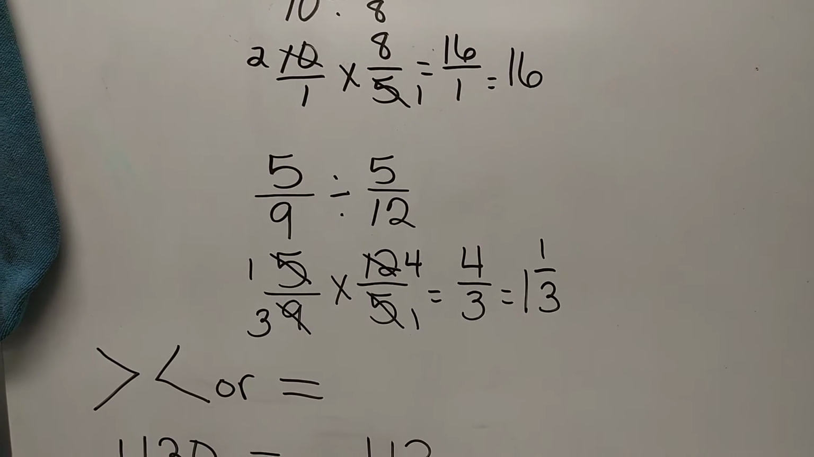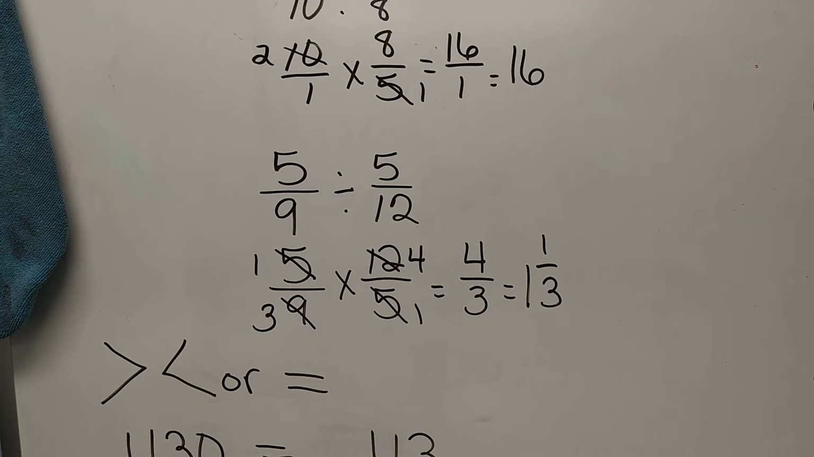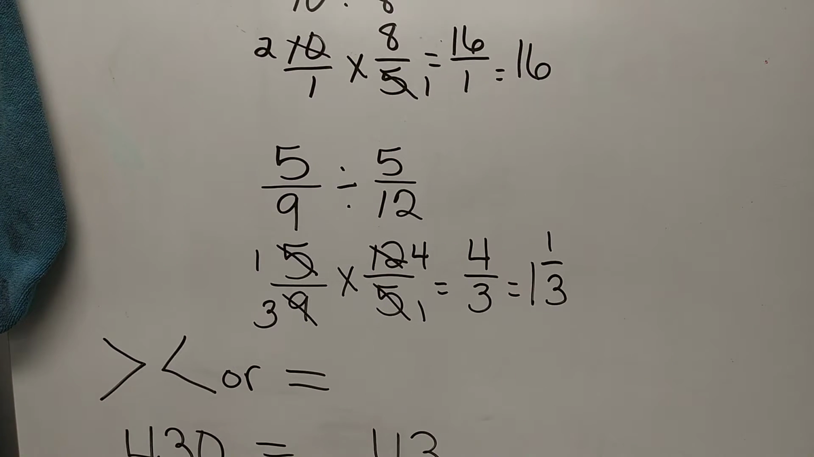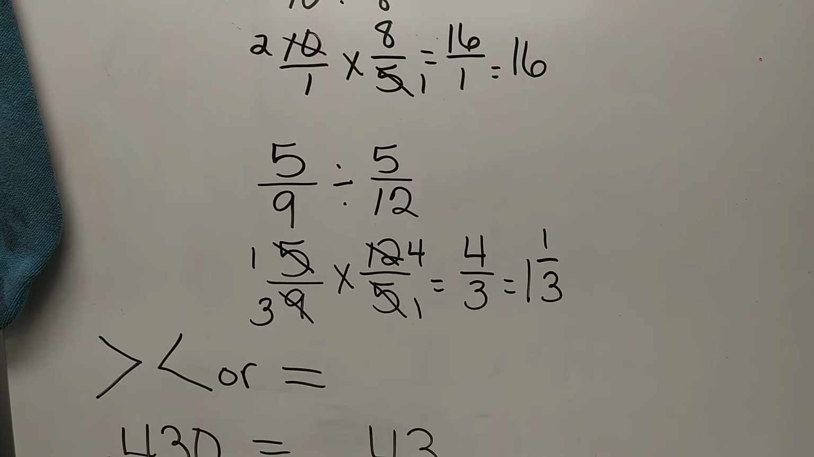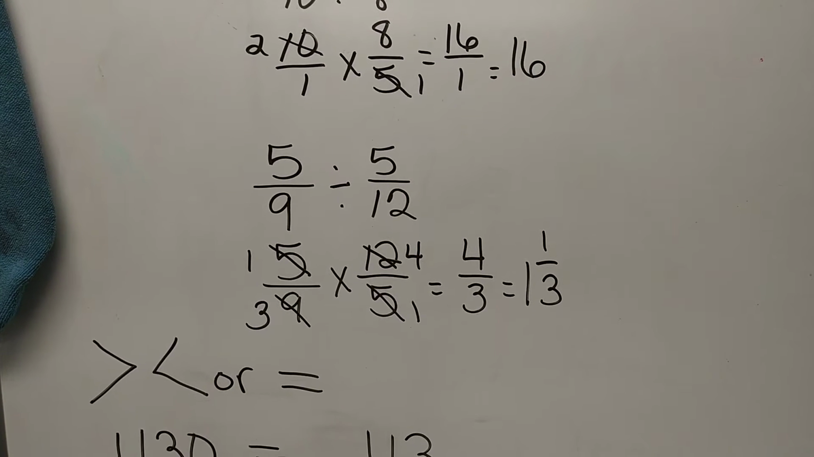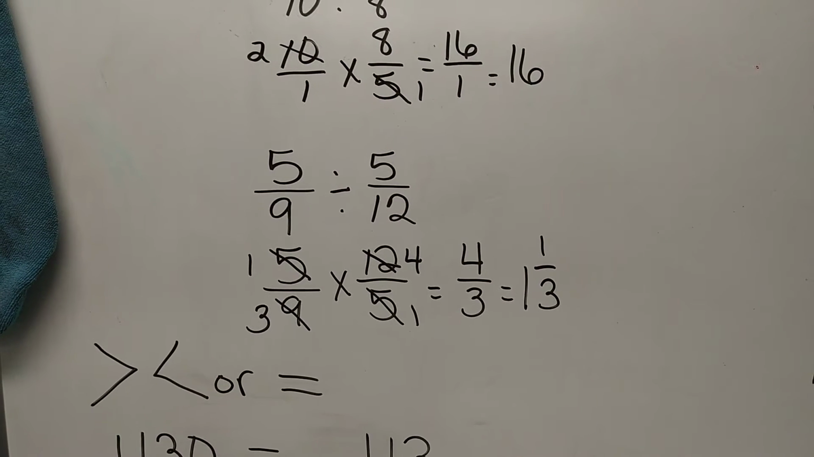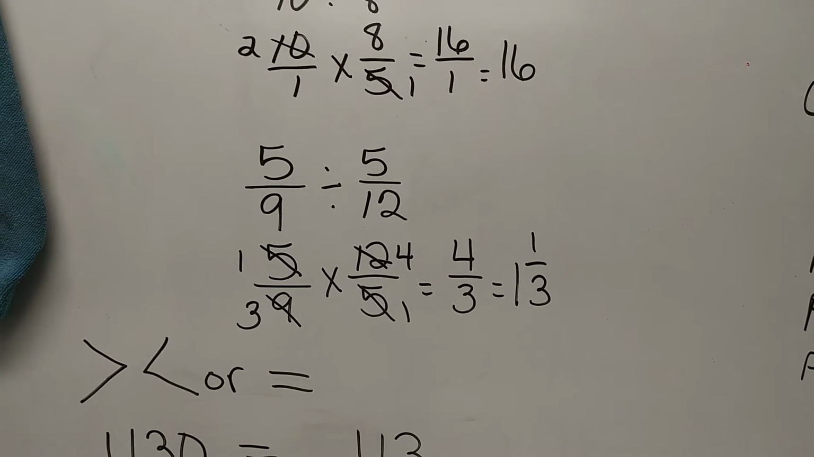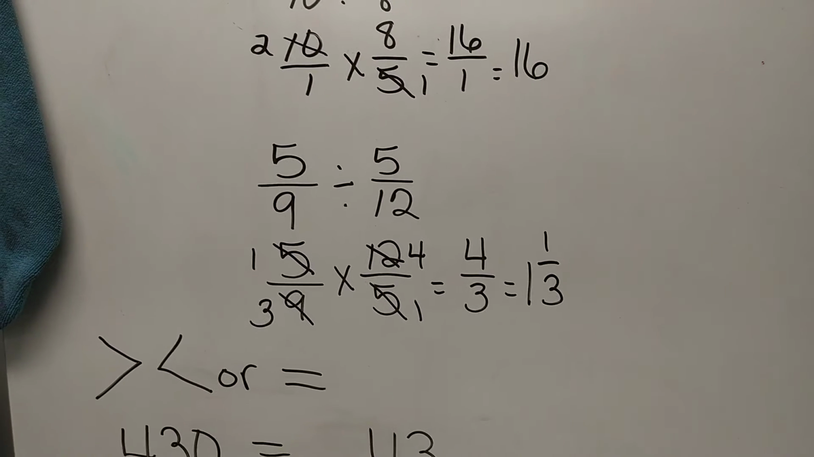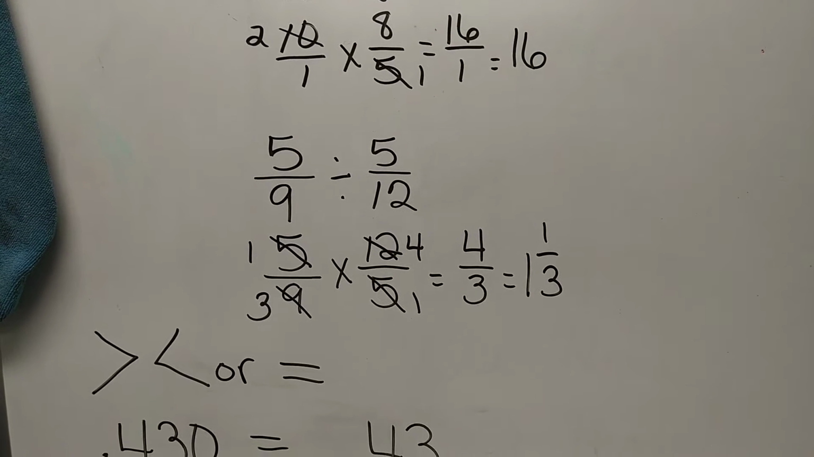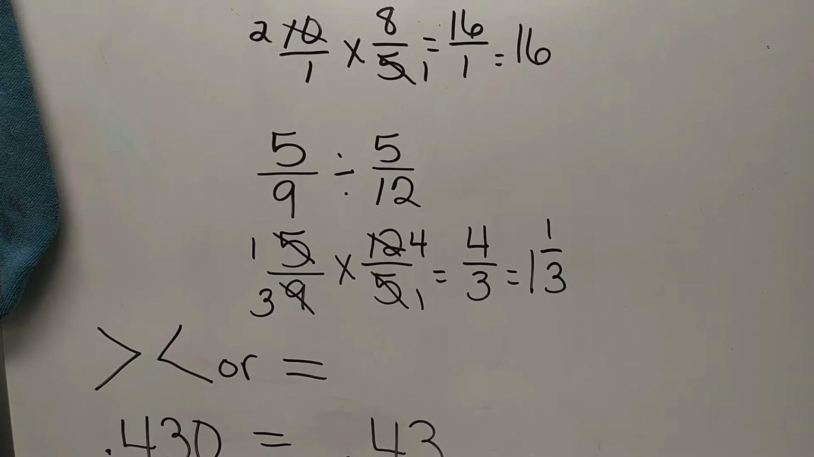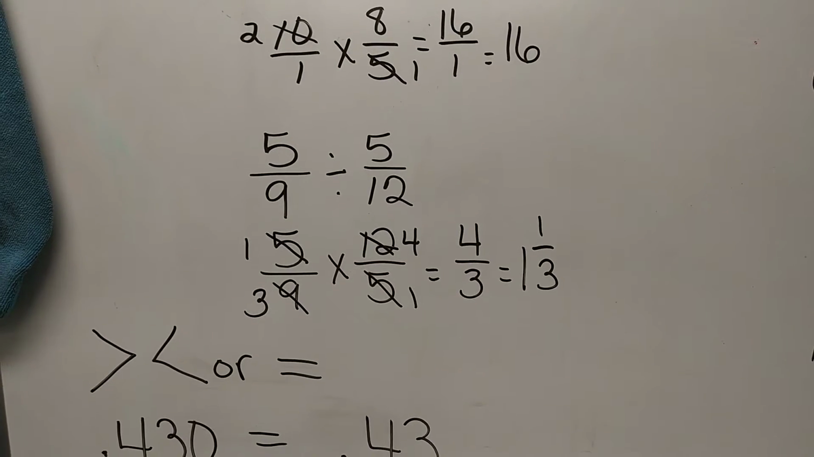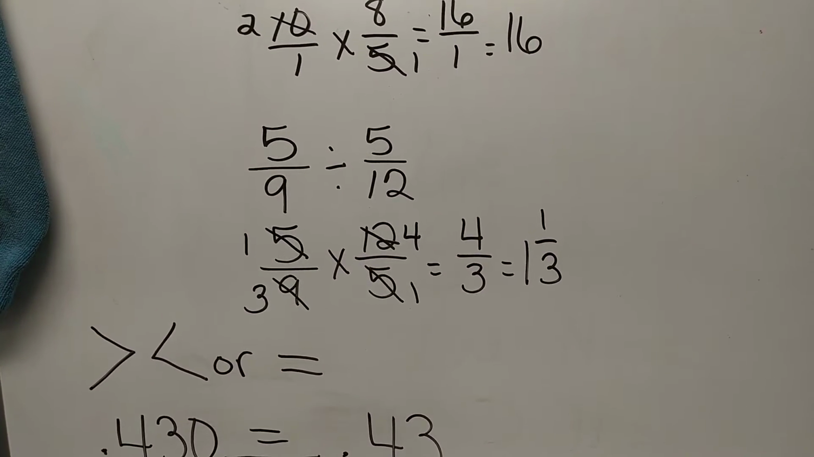Same way, 5/9 divided by 5/12, which would be 5/9 times 12/5. Cancellation. 3 will go into 9 3 times. 3 will go into 12 4 times. 5 will go into 5 one time. 1 times 4 is 4. 3 times 1 is 3, which is an improper fraction, which would equal 1 1/3.